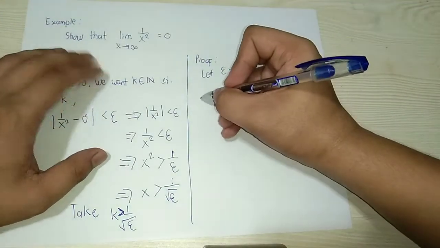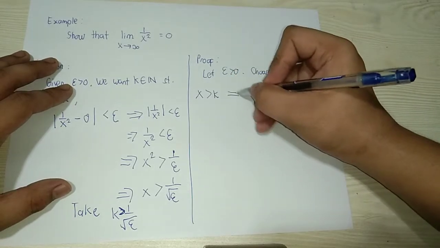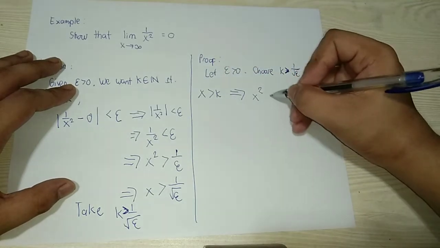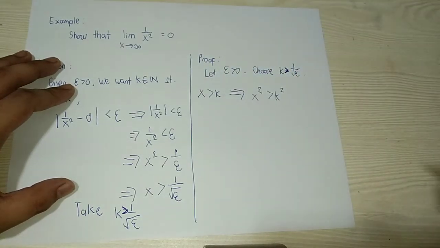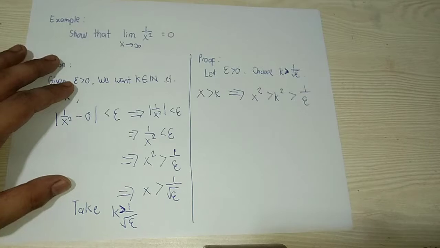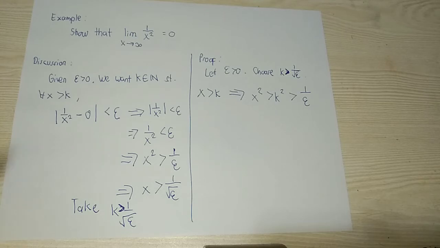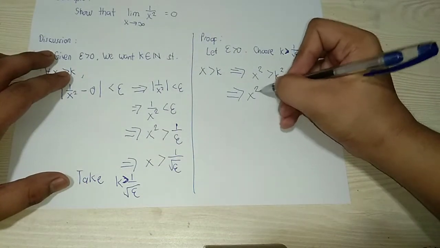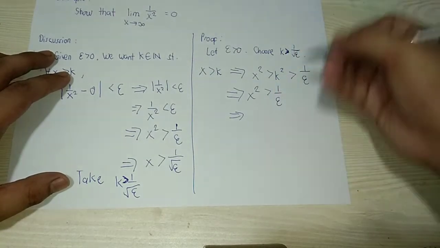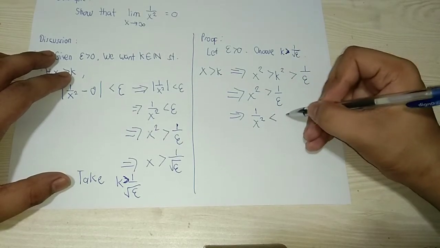Then, from definition, x greater than k implies, kapag in-square natin yan, x squared greater than k squared, and this is greater than 1 over epsilon. Pag in-square natin to, tama? Okay, kasi mawawala yung square root. So, 1 over epsilon na siya. So, that means, yung x squared natin, greater than 1 over epsilon. And then, reciprocal natin, 1 over x squared less than epsilon.